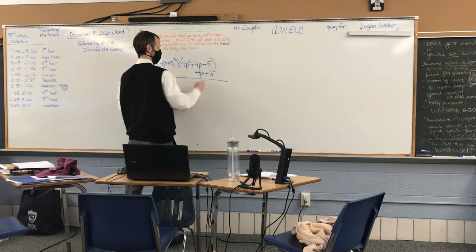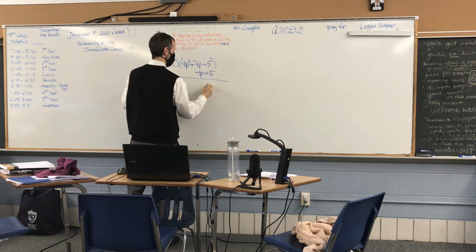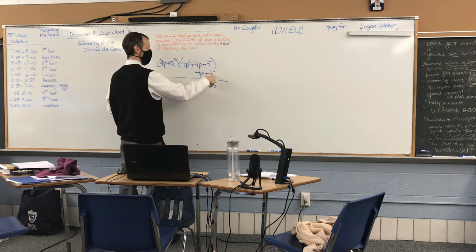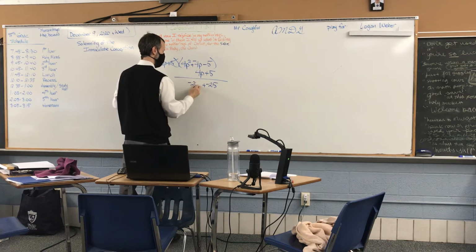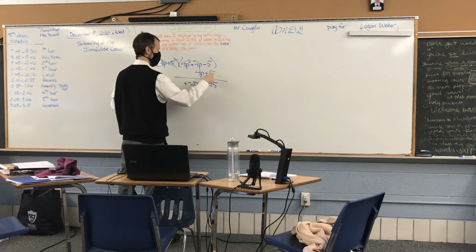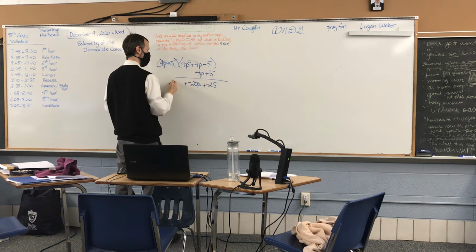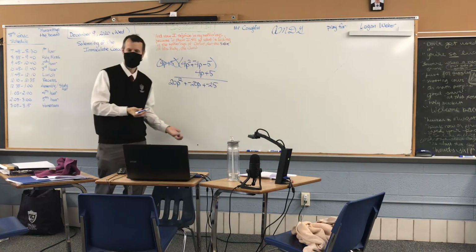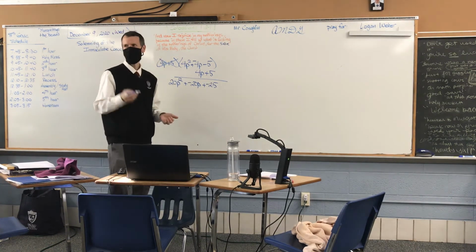5 times negative 5. Will you tell me? Negative 25. And then put a plus in between everything. What's 5 times negative 4p? Negative 20p. Then plus what? Yep. Positive 20p squared. And that's the first row. Makes sense? Okay. And Joe.